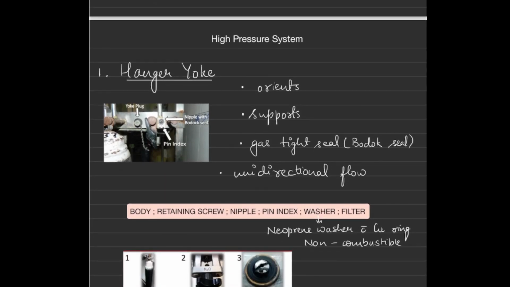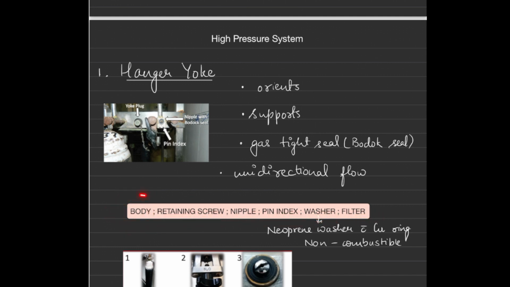So now the high pressure system: hanger yoke assembly. Hanger yoke assembly helps in attaching the cylinder to the machine. So it orients the position of the cylinder, supports the position of the cylinder, provides a gas tight seal, also known as Bodok seal, and provides a unidirectional flow. There are many parts of the hanger yoke assembly. We have body, retaining screw, nipple, pin index, washer, and filter.